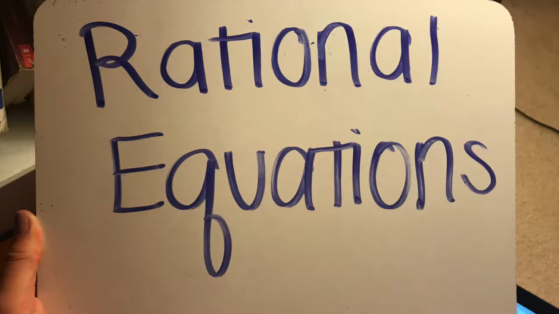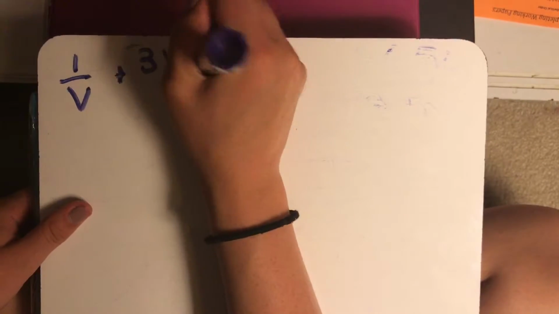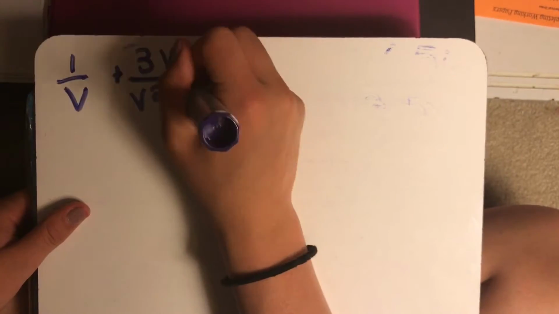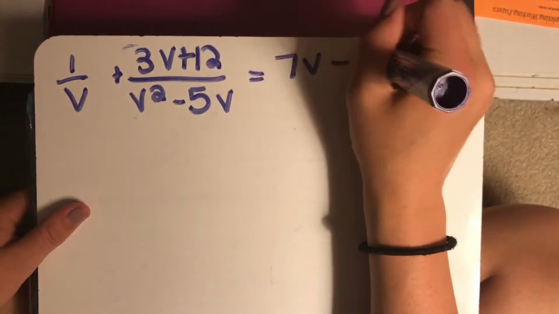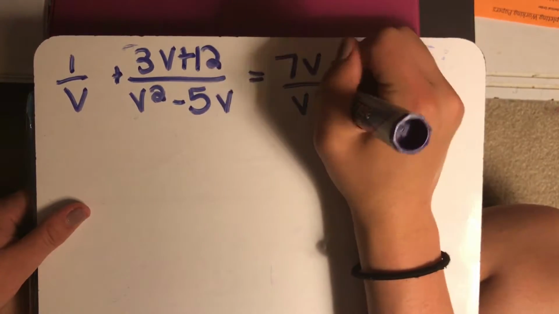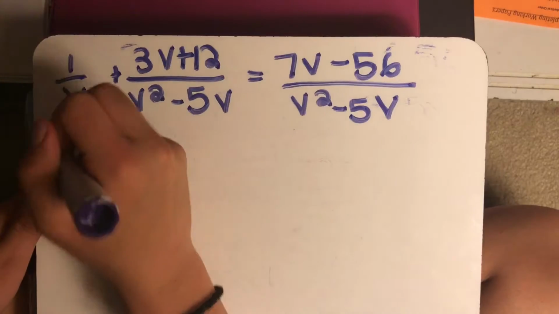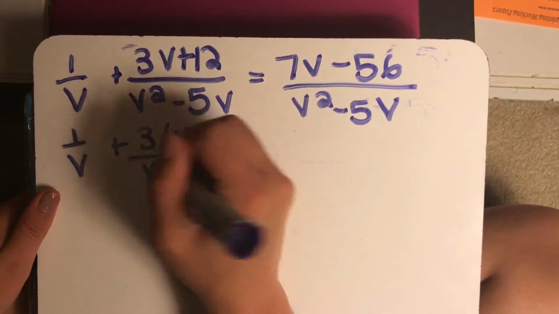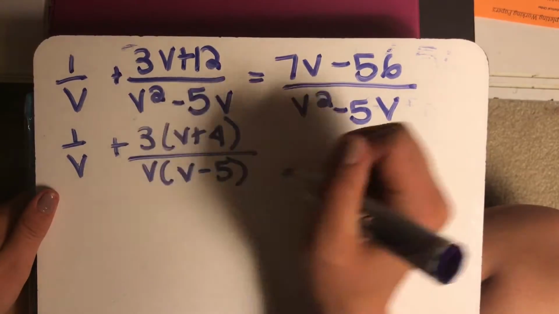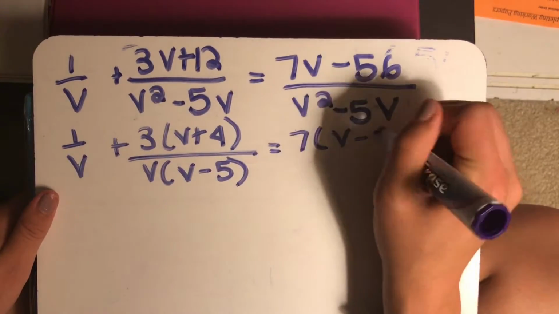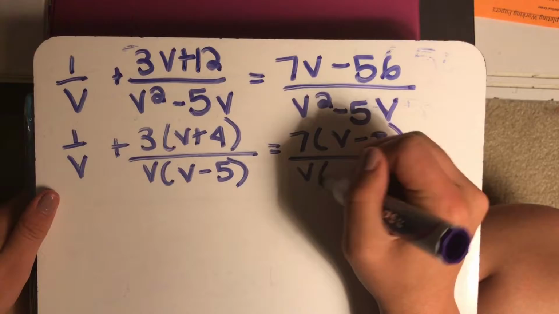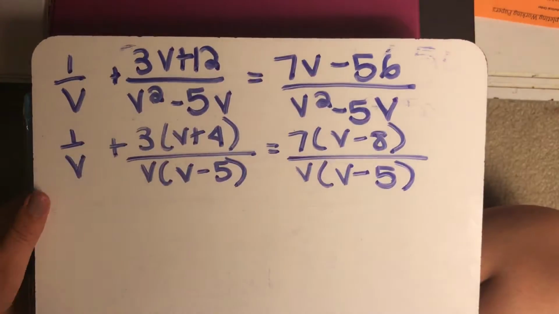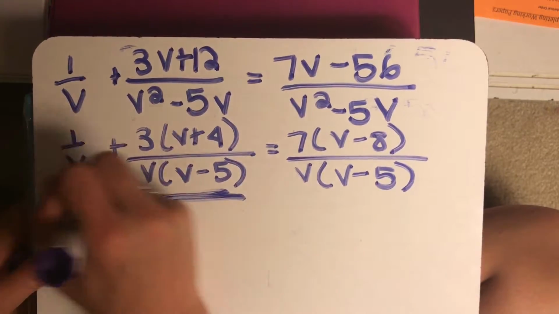All right, so we're going to look at solving rational equations. You want to start by writing out your equation, which is going to be 1 over v plus 3v plus 12 over v squared minus 5v equals 7v minus 56 over v squared minus 5v. So what you will first want to do is make sure the denominator is simplified. You can simplify the denominator by factoring it on both sides to get v times v minus 5.